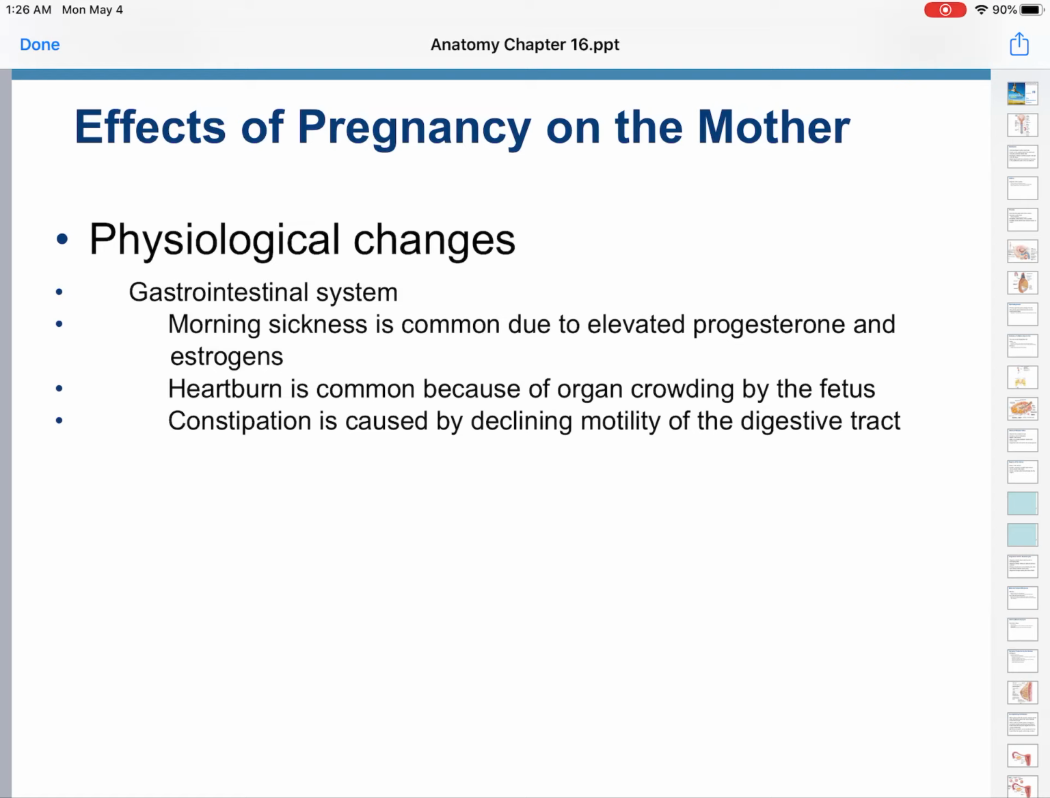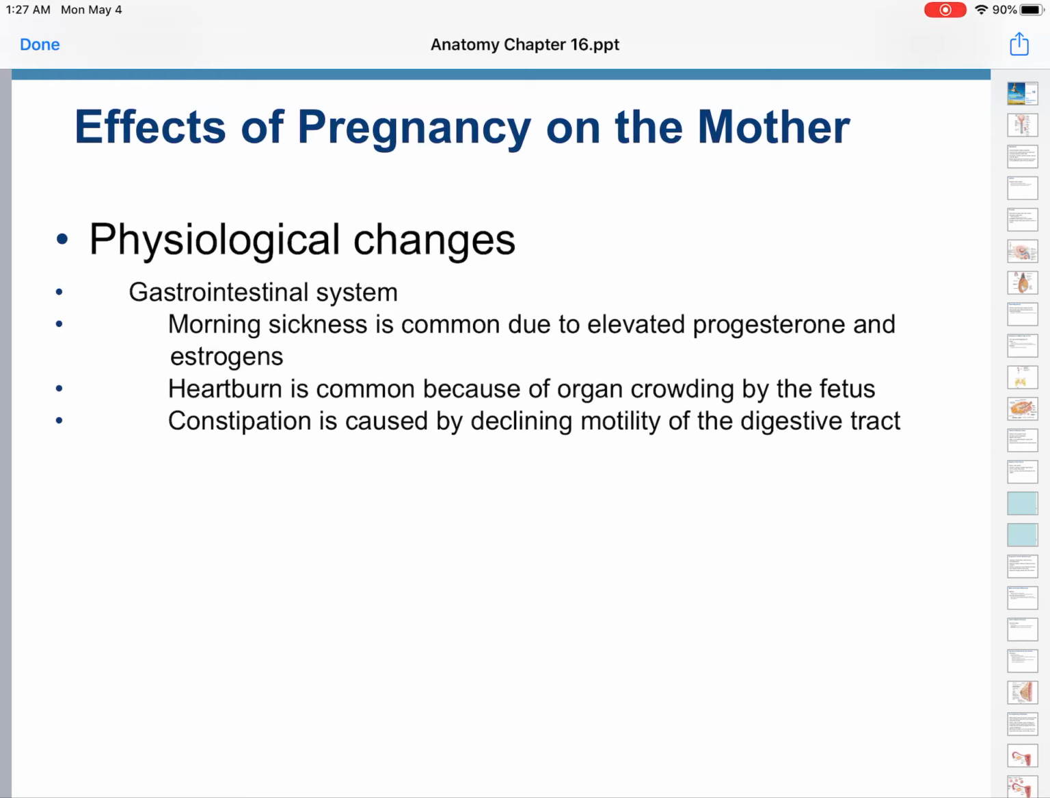Physiological changes. It affects a lot of organ systems. Gastrointestinal system. Morning sickness is common due to all these changes in the hormones. Your body has all these different hormones running through it. It doesn't always like that, makes you feel weird.